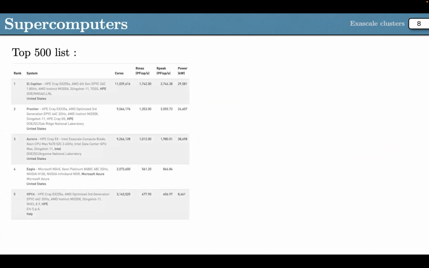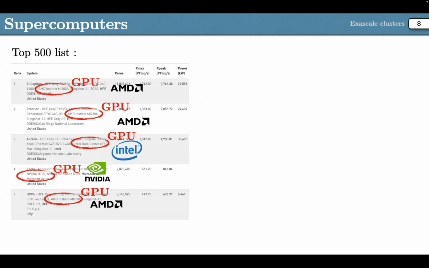On the other side, if you look at supercomputers, this is the first entry on the Top500, the 500 most powerful supercomputers in the world. I'm only showing the first 5. And you may see that on all of them, you have GPUs, actually. Even worse, GPUs from all the different vendors, which is annoying, to say the least.